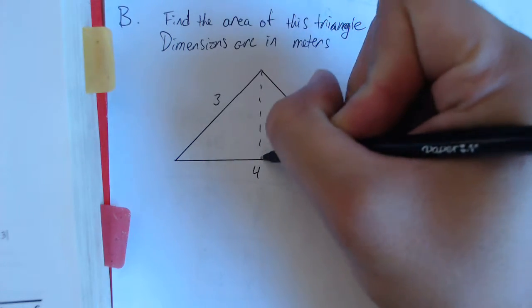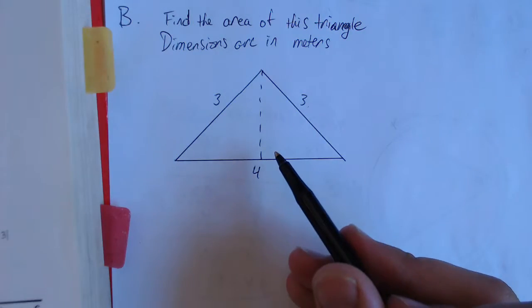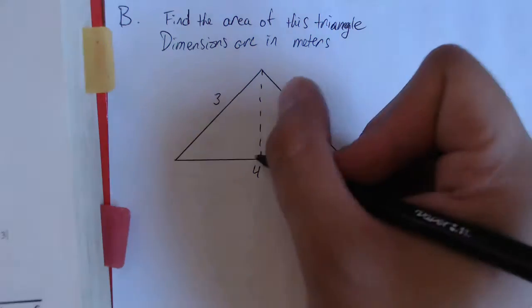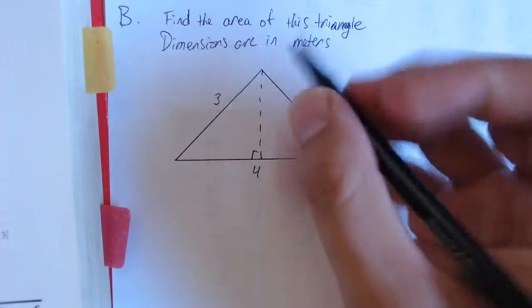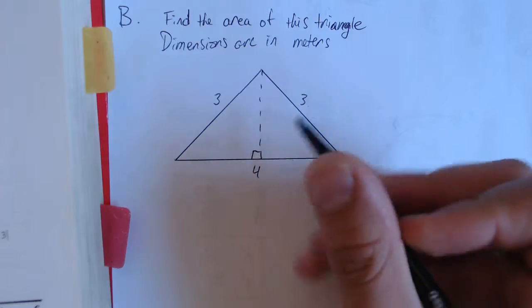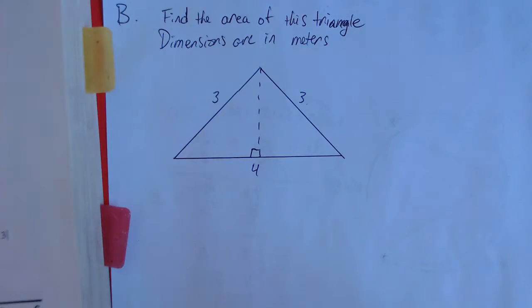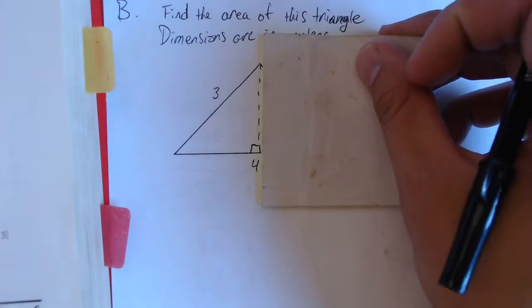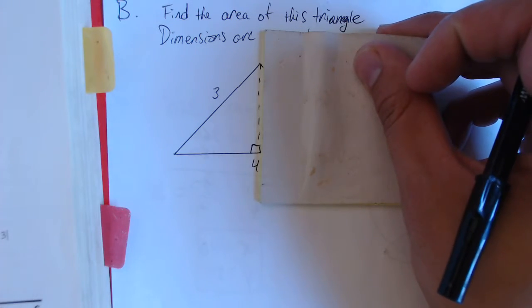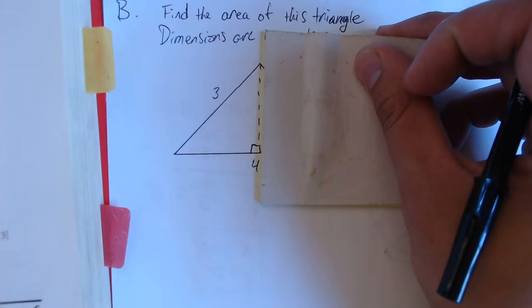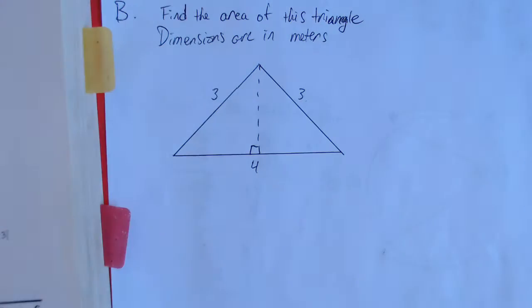We can do that by cutting it in half with a perpendicular. When we do that, we form a 90-degree angle down here. This 90-degree angle means that if we were to only take one half of it, that left side triangle would be a right triangle, which means we can use Pythagorean theorem to find that missing height. So that's what we're going to do.